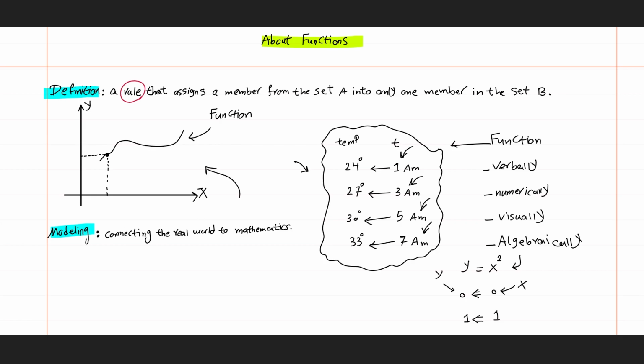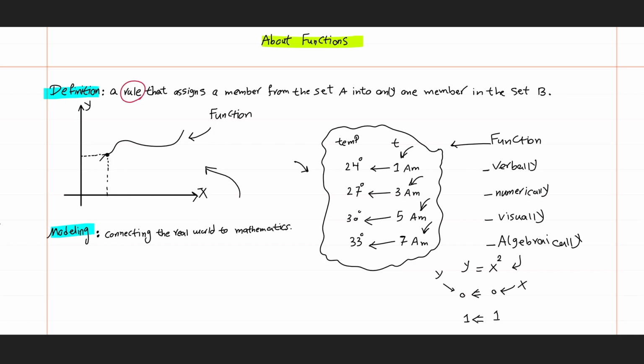We also can make predictions using functions. In this case, at time 1 a.m., my temperature was 24, and at time 3 a.m., my temperature became 27. 5 resulted in 30, and at 7 a.m., my temperature is at 33. So at 9 a.m., we can predict that my temperature will be 36. So functions can help us with prediction also. This is the connection between the real world and mathematics. What makes that connection possible is functions.